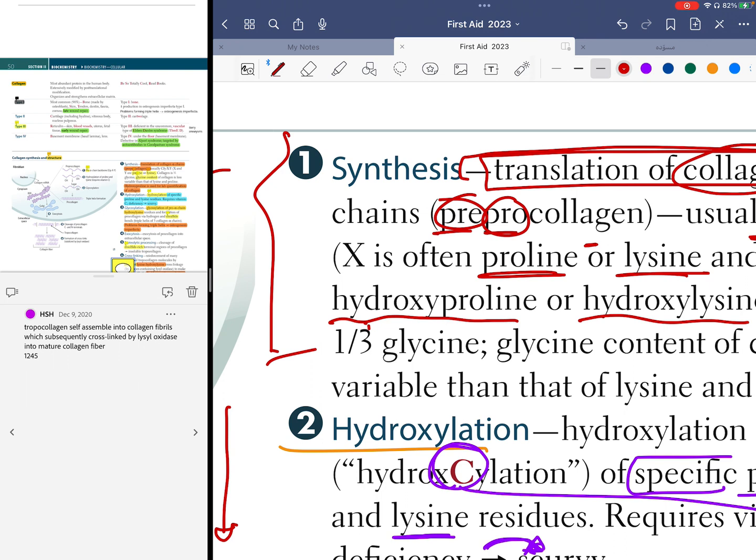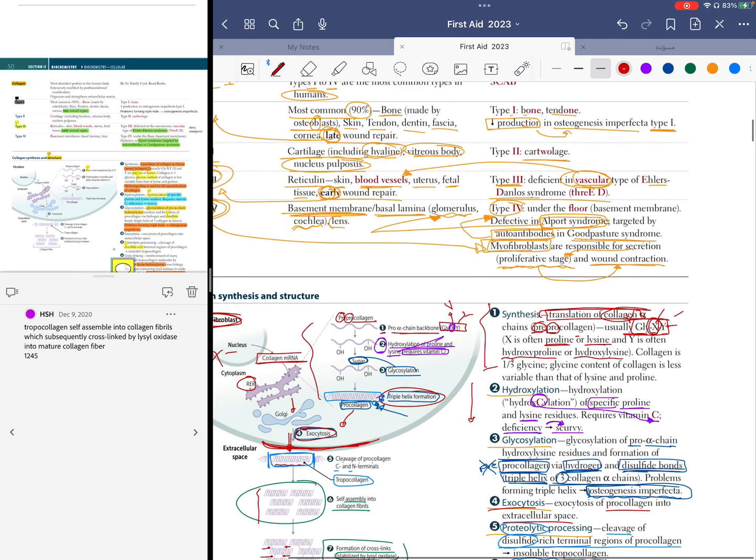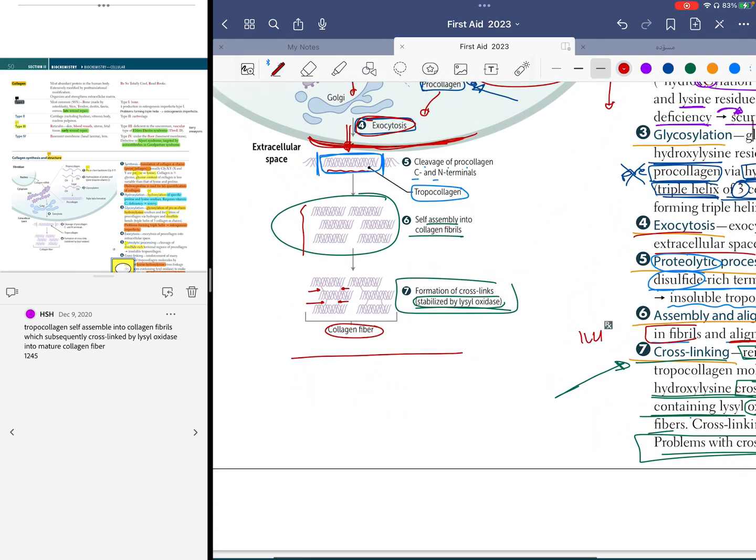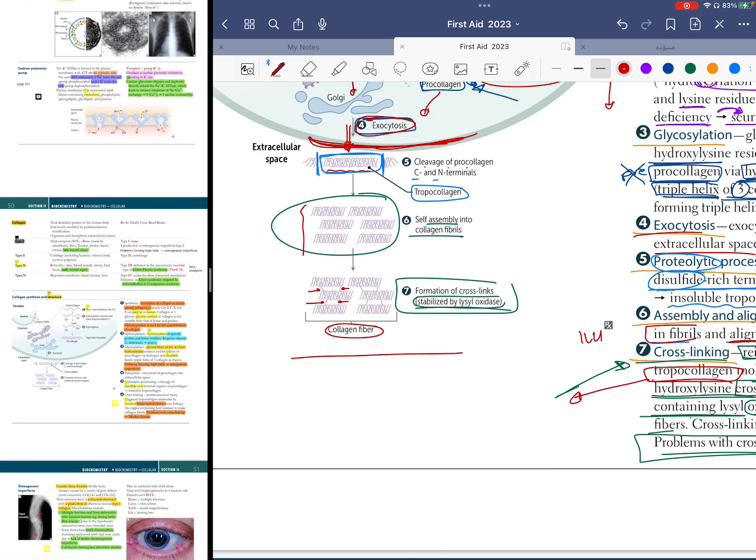Tropocollagen self-assembles into collagen fibrils. Tropocollagen, okay, that's the final product, right? Yep, tropocollagen is the final product. It self-assembles into collagen fibrils, which are subsequently cross-linked by lysyl oxidase, that's the enzyme, into mature collagen fibers. And that should be it.